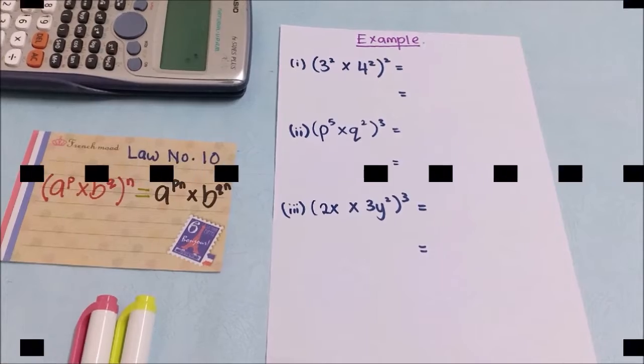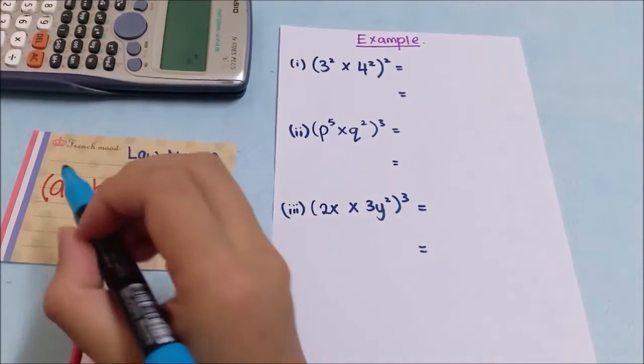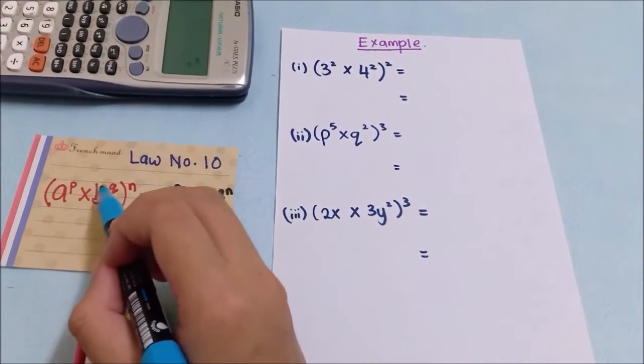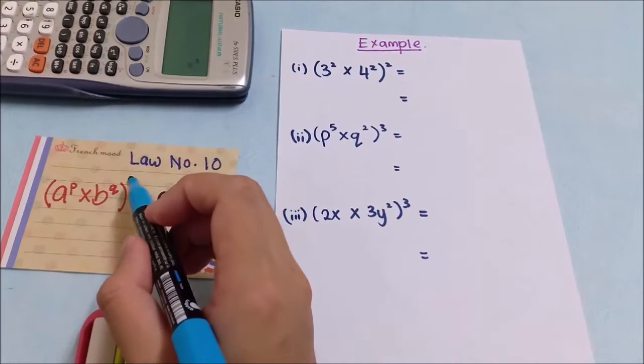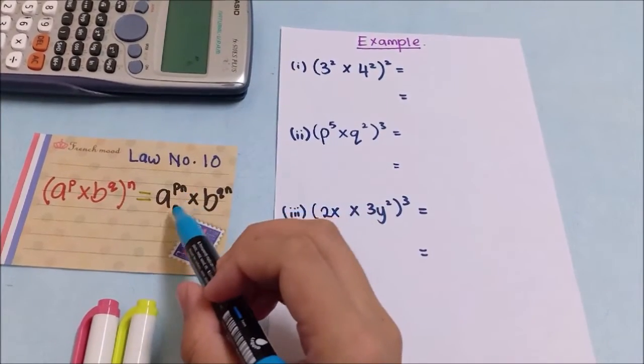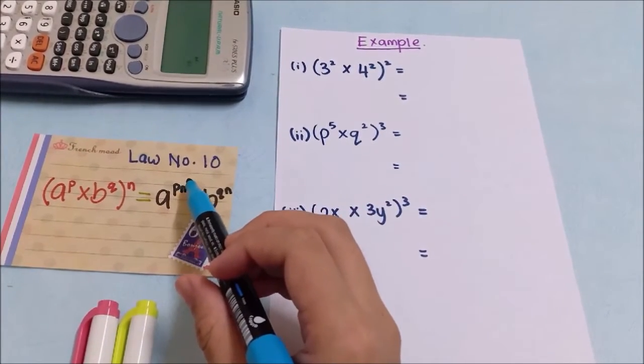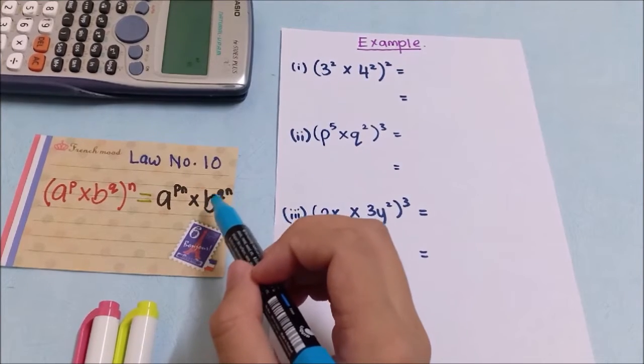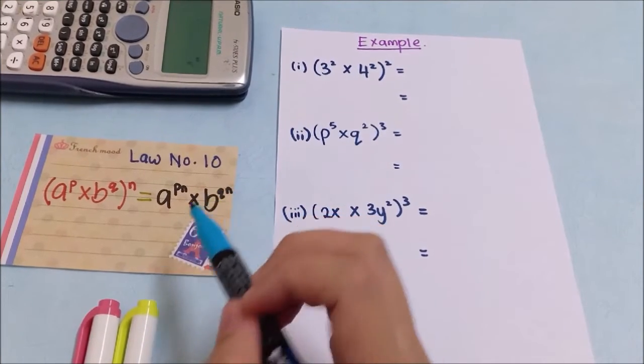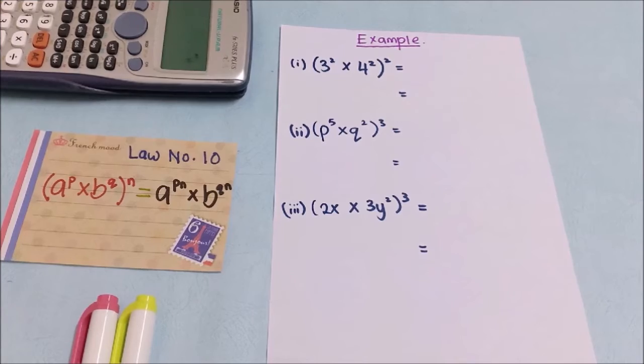For law number 10, (a^p times b^q) in bracket to the power of n equals a to the power of p times n, times b to the power of q times n. Let me show you some examples.